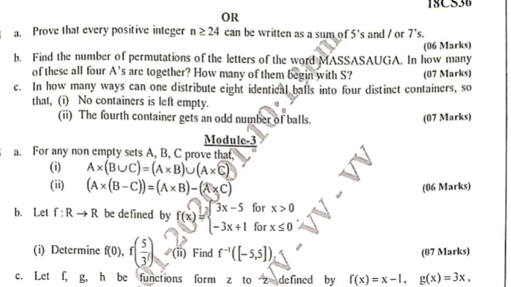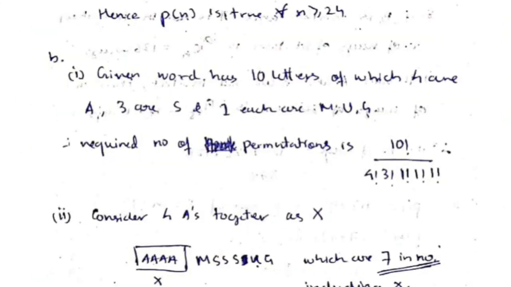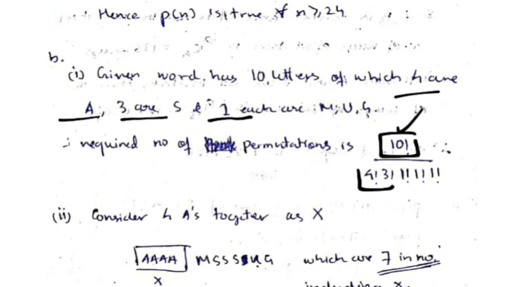Moving on to the second question 4b, we have been given a word Massasauga, and we have to find the number of permutations of the letters. Two cases are also given, we will be looking at that as well. First we will find the number of permutations. For Massasauga we have 4 A's, 3 S's and 1 M. So we write the total number of letters, which is 10 factorial, divided by factorials of the repeated letter counts. So that's the total number of permutations.